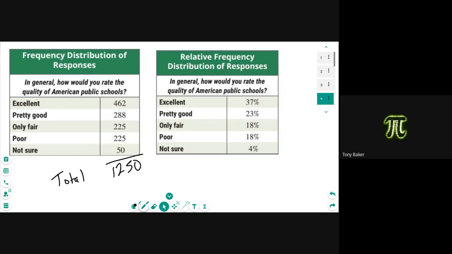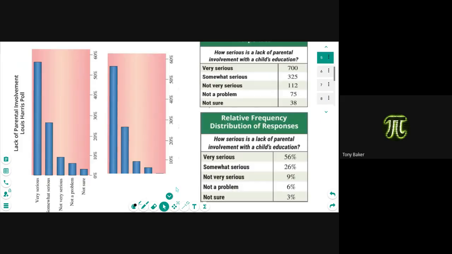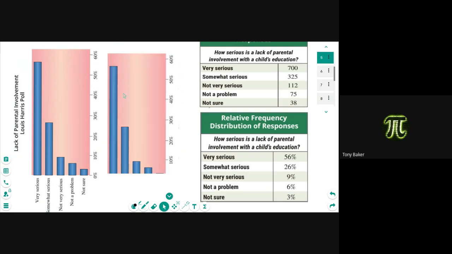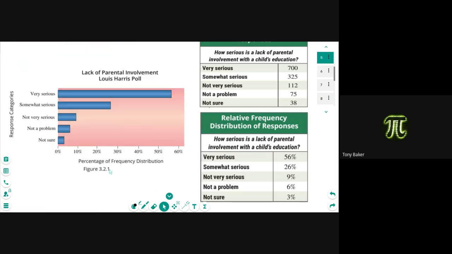All right. Let's get rid of this. Okay, so here is another question. This one was, how serious is the lack of parental involvement with a child's education? They asked teachers, it'd be a lot closer to 100%.